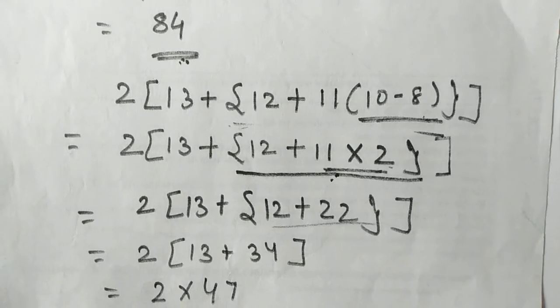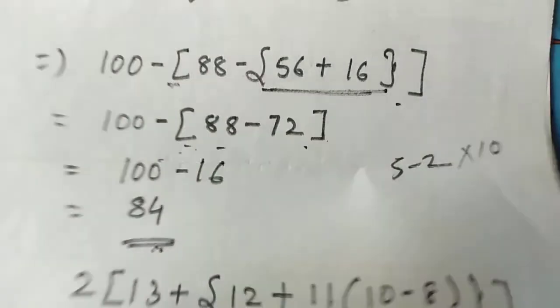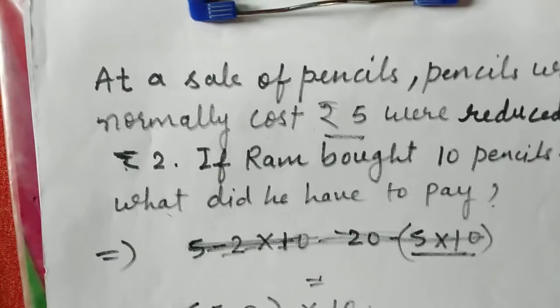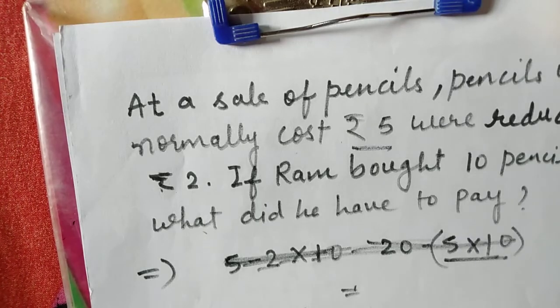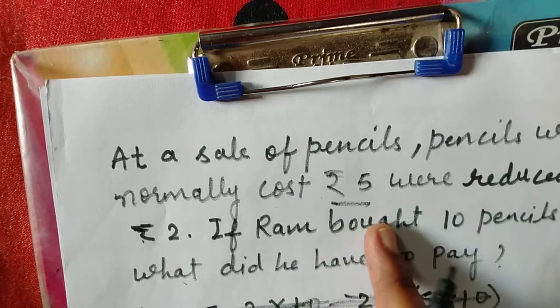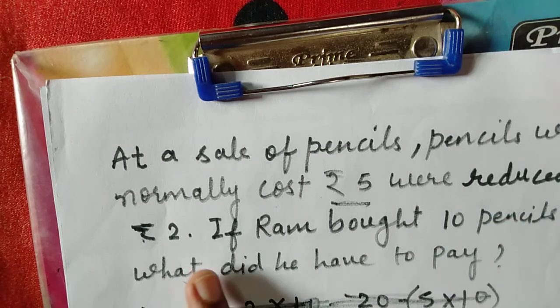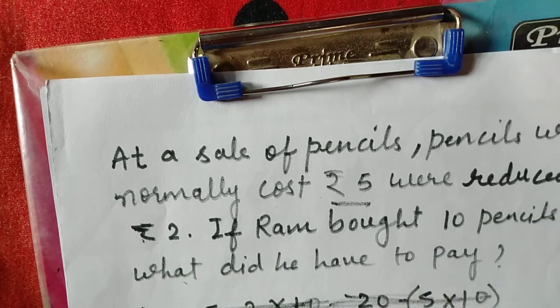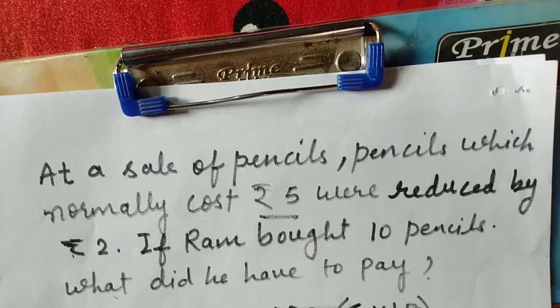हाउ टू सॉल्व? एंड लास्ट वी विल टेक वन story sum slides. Okay, so see here. So at a sale of pencils which normally cost ₹5 were reduced by ₹2. So children, एक sale है. Sale, what is the meaning of sale? There you will get a discount rate. Okay, so that is called a sale.